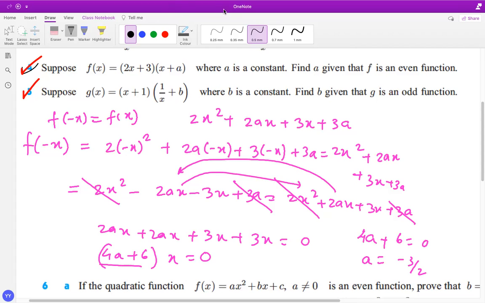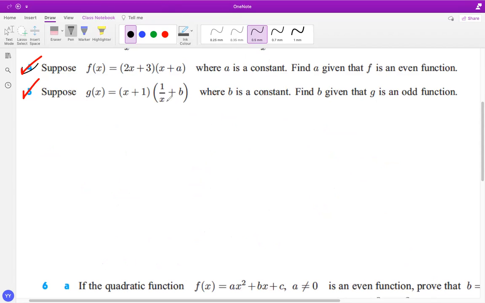Now, let us talk about the next part, where the function is odd. So f of x is basically, they have given us, x plus 1 and 1 over x plus b. So once again, you simplify this, open up the brackets, it will become 1 plus bx plus 1 over x plus b. So this is the simplification of this bracket.